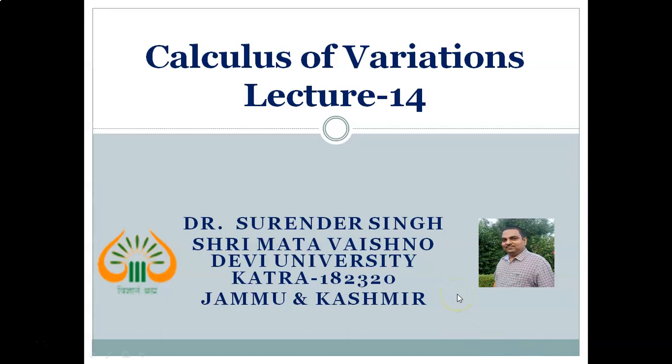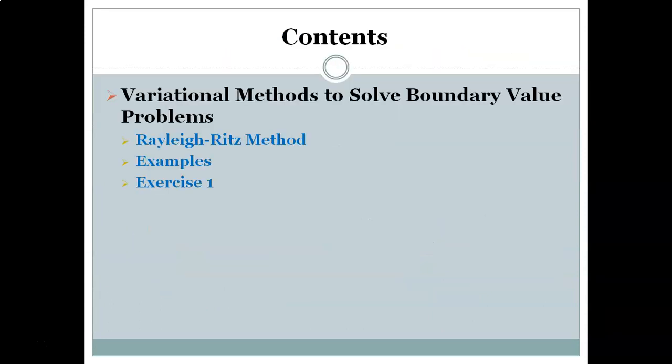Hello students, in lecture 14 of Calculus of Variation, we will learn how to solve a boundary value problem using the variational methods. Variational method means the methods from Calculus of Variations. So in this lecture, we discuss Rayleigh-Ritz method to solve a boundary value problem, and then we'll discuss one or two examples and then the exercise for your practice.